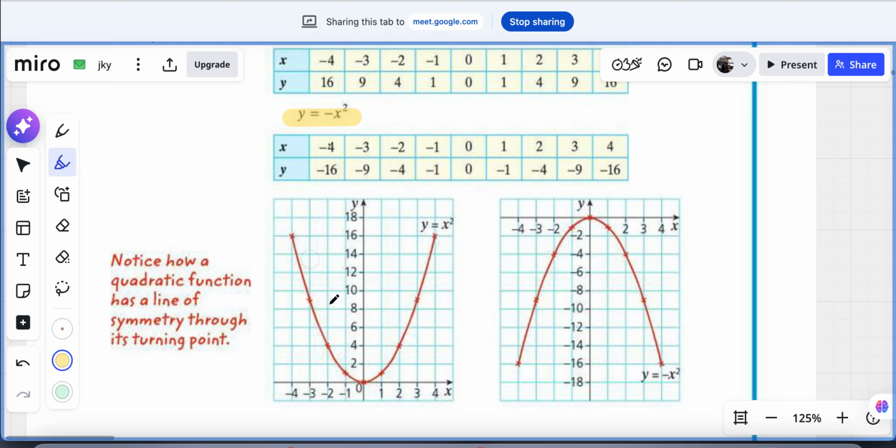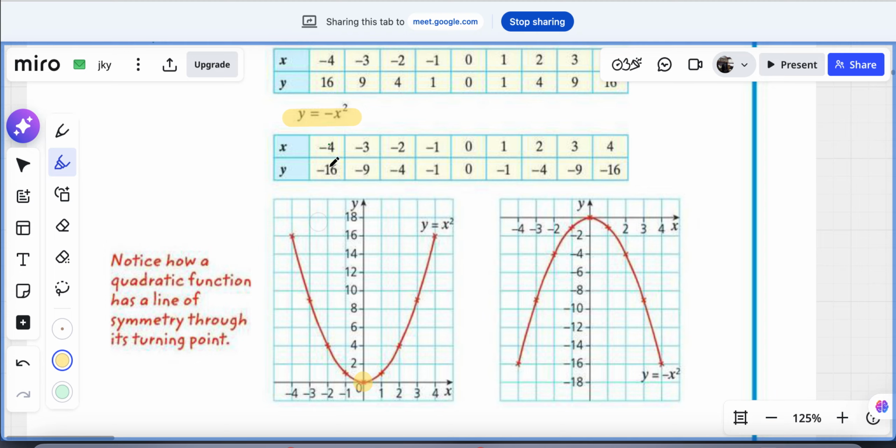Now, you notice how the quadratic function has a line of symmetry through its turning point. Here's the turning point. This is the graph. It comes down here, and when it comes down to this place, it has to turn and start to go up, right? So this place is called the turning point. At that turning point, you can draw a line of symmetry, meaning a line that can divide this quadratic graph into two equal parts.